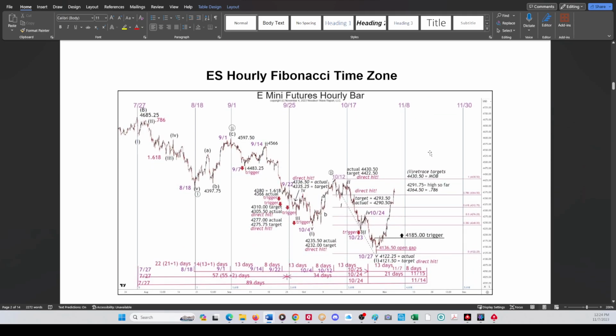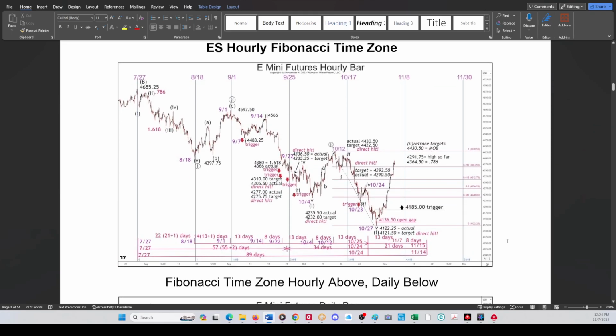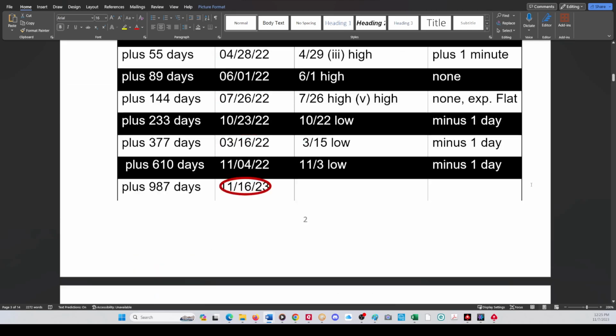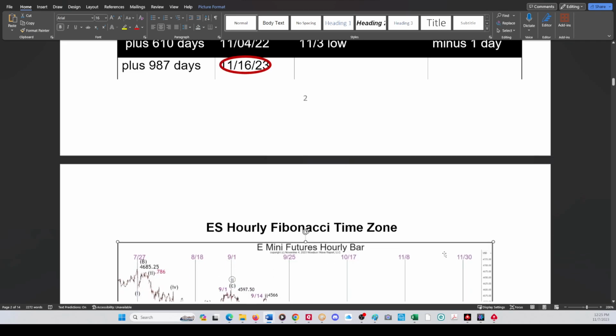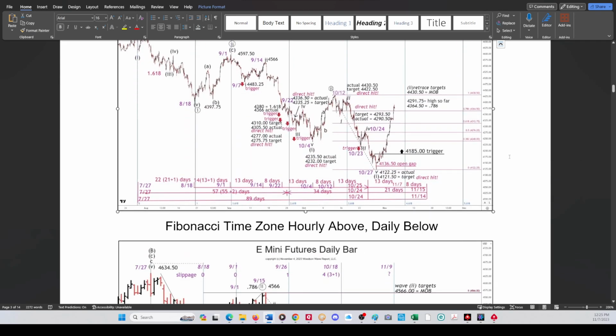Okay, here's that Fibonacci time zone. This is a very busy chart. We've got a lot of triggers, a lot of targets, and a ton of direct hits, both up and down. And this shows my Fibonacci time periods below. Everything's moving in almost perfect Fibonacci time with regards to days, and we've got 11/14 and 11/15 coming up here, and that turn date there is 11/16. So we're looking for something there. We'll see what happens. Again, the trigger and all these red targets were hit.